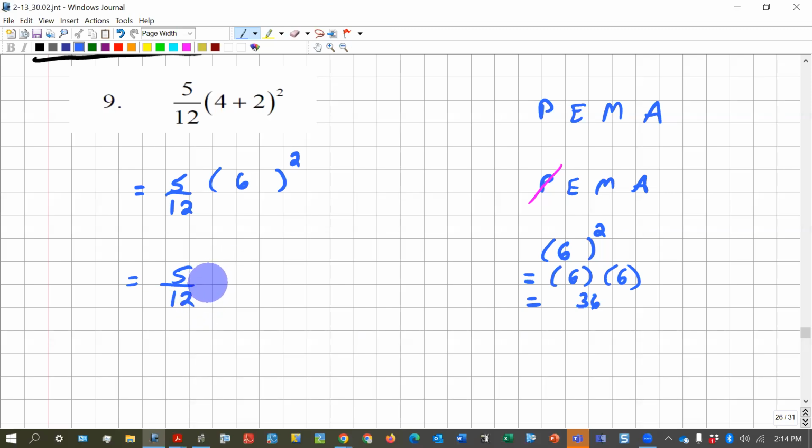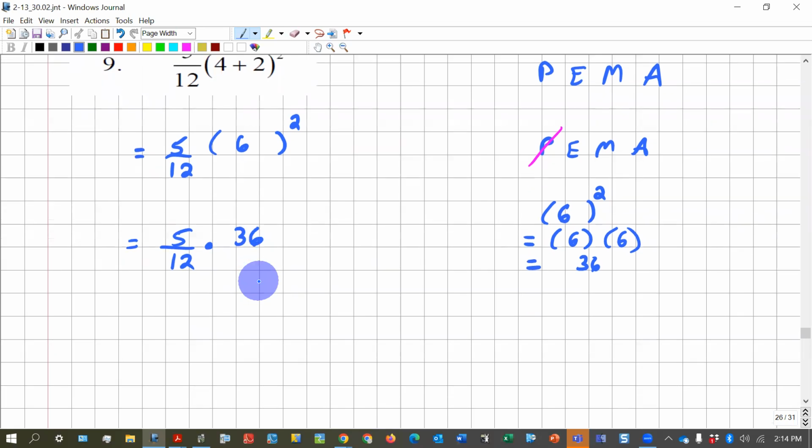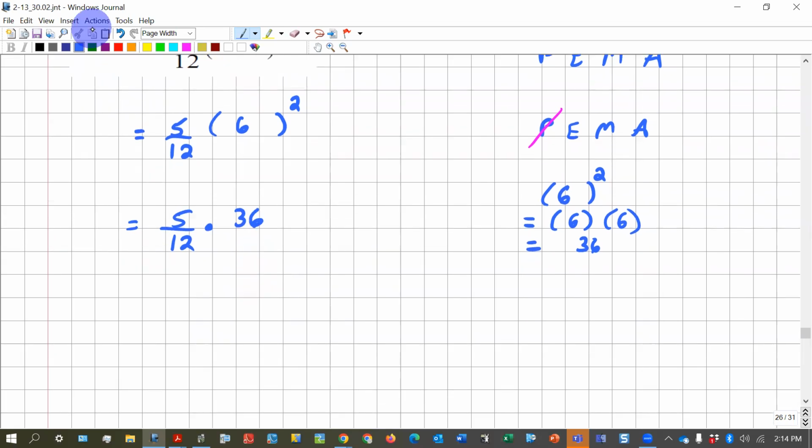And now I either have to write the implied multiplication sign, or I need to put my 36 in parentheses. So now we don't have any more exponents. We do have a multiplication. We're multiplying a fraction times an integer. It's going to help to write that integer as if it was a fraction.